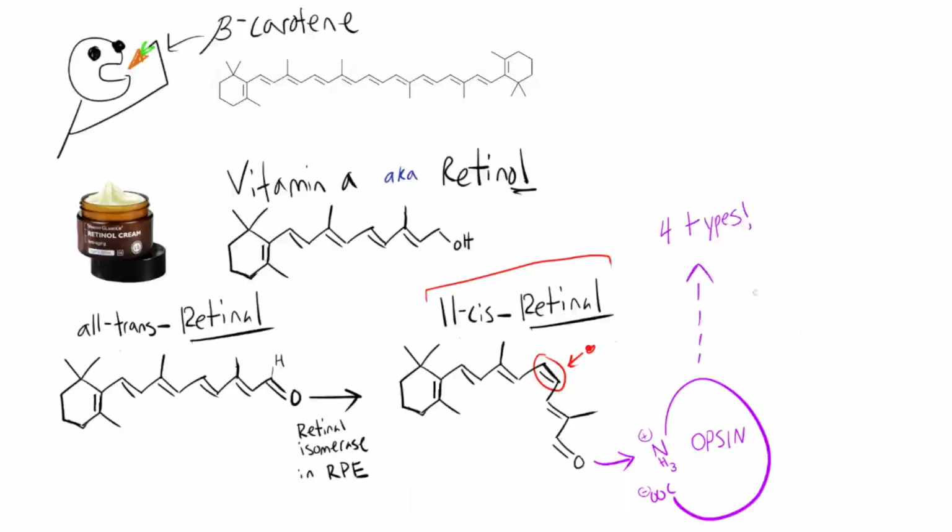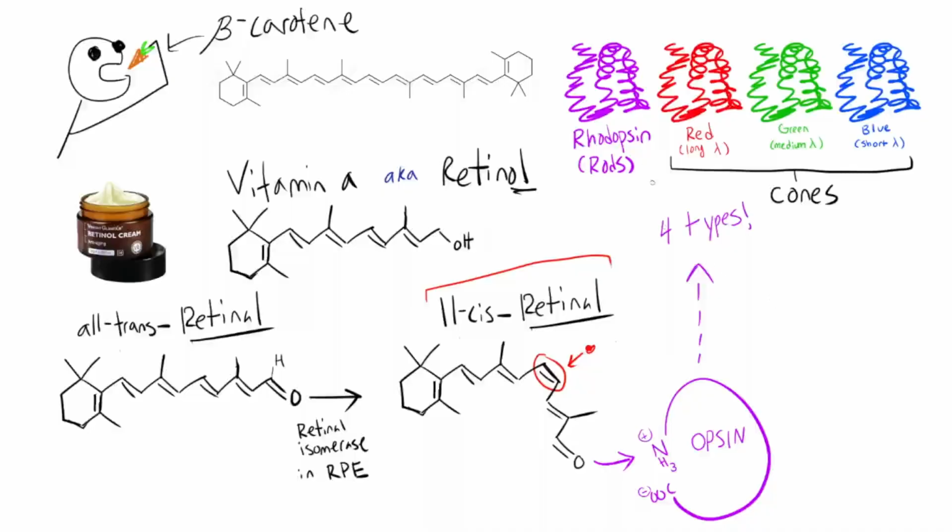There are 4 different types of pigments. One called rhodopsin, found in your rods, responsible for your nighttime vision and black and white. There are 3 different opsins found in cone cells, receptive to 3 different wavelengths of light. And one cone cell will only express one type of opsin protein.